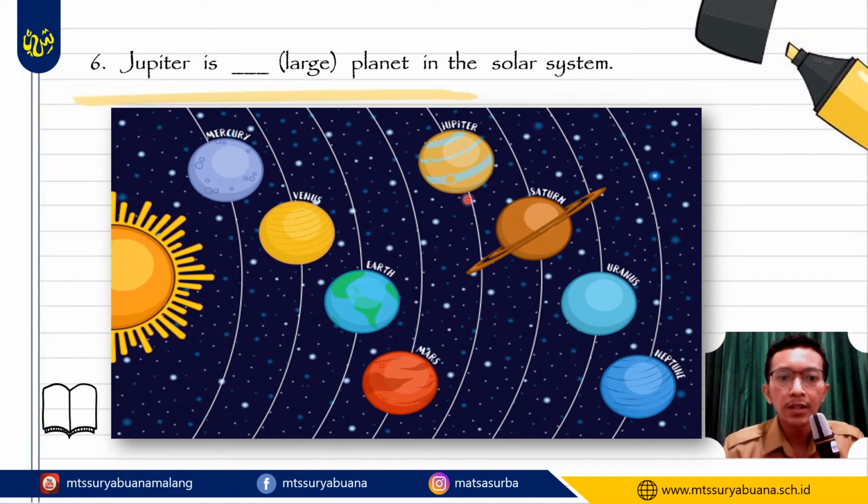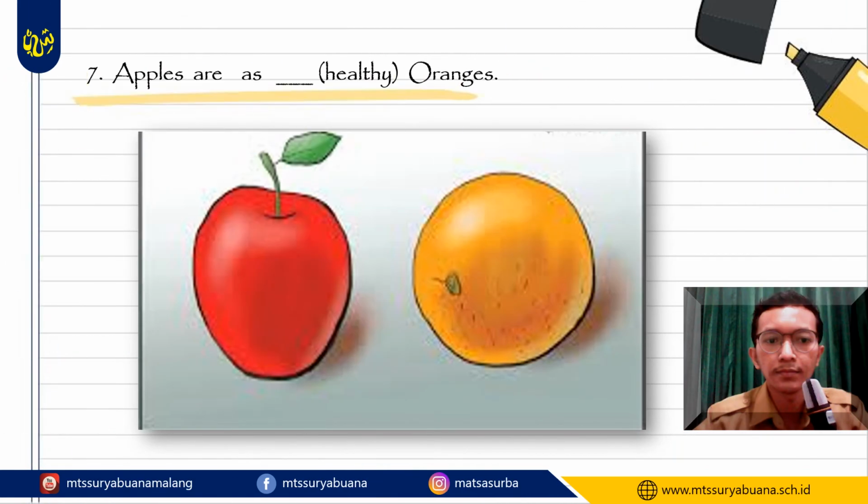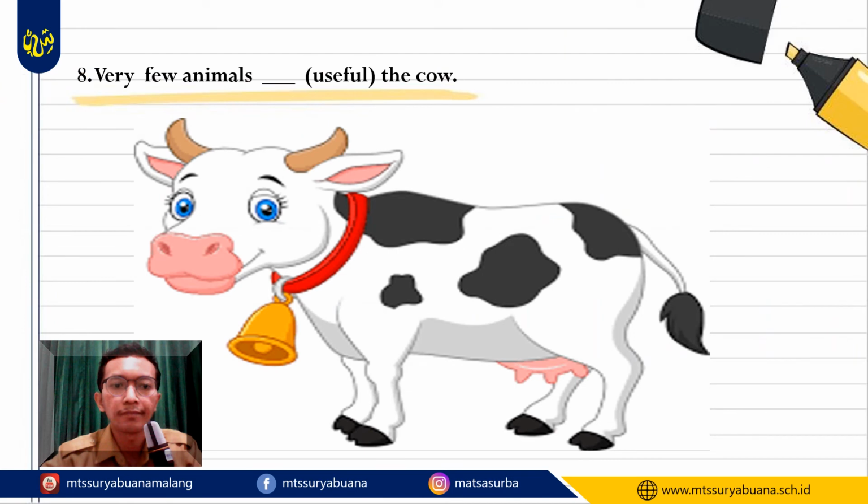Number 6. Jupiter is blank planet in the solar system. Number 7. Apples are as blank oranges. Number 8. Very few animals blank the cow.